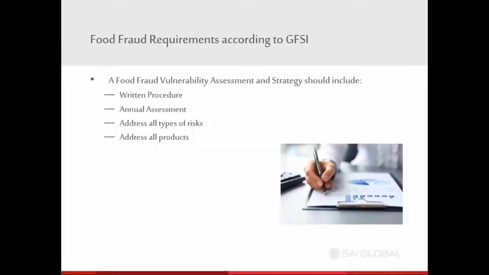Okay. All right, so on to the requirements of what GFSI says you have to have. Okay, GFSI says for food fraud, you must have a food fraud vulnerability assessment and strategy, and that should include a written procedure, an annual assessment, or after each incident occurs. You must address all types of risks, and not just inside your walls, inside your facility, but outside. So what's going to happen to that product before and after it's in your building? And address all products, and that means your raw material, your packaging, your finished goods.